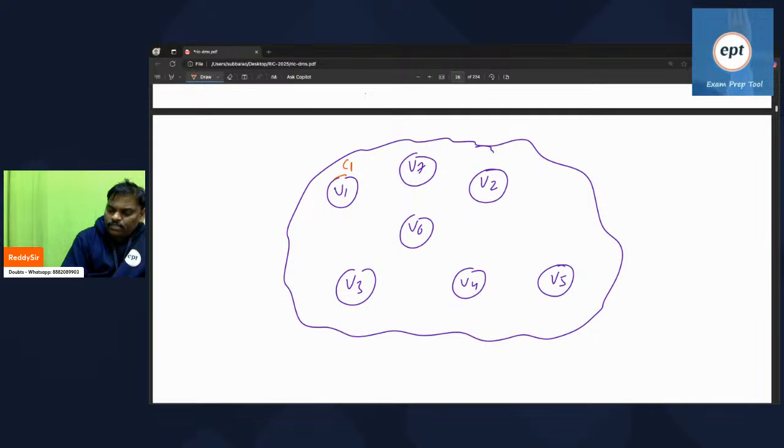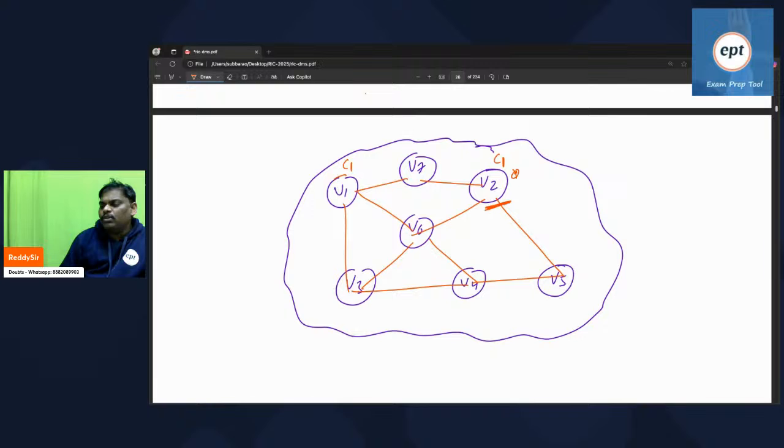Now go to another vertex, V2. Let us assume these are the edges. Edges are also required, because to give a coloring I need the edges. Now what is the color of V2? Neighbors don't have any color, so you can give the minimum color, C1. Now go to the next vertex. What is its color? If neighbors don't have any color, you can give C1. If neighbors have C1, you have to give the next minimum color, C2.